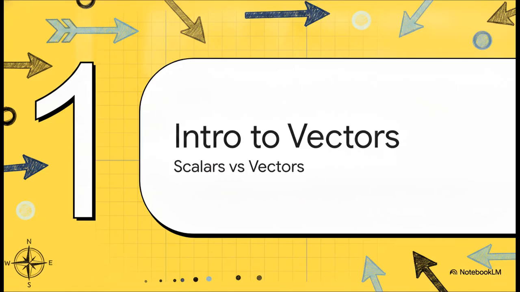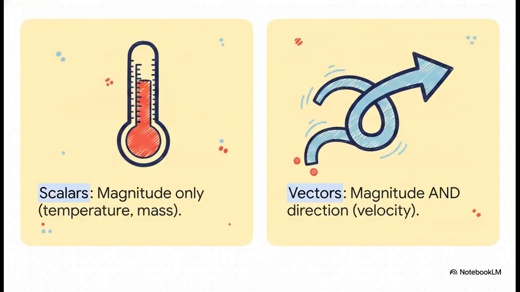All right, Section 1, Intro to Vectors and Scalars. We're starting right at page 40 to define our very first building block. So the physical world throws a whole lot of quantities at us. Some of them are super simple, like temperature or mass. If I say it's 70 degrees outside, well, you have all the information you need. That is a scalar. It has a magnitude or size, but no spatial direction whatsoever.